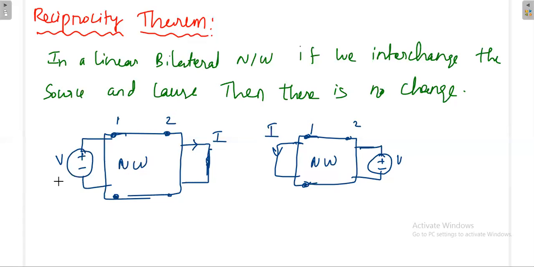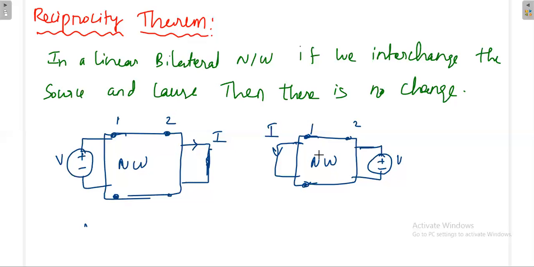When you apply the voltage here, you find the response here, the same response. If you apply the voltage there, you'll get the same response here. That means the network is interchangeable. You can give the input either at port 1 or at port 2, and take the output at the corresponding port. If the output remains the same, then that particular network is called a reciprocal network.